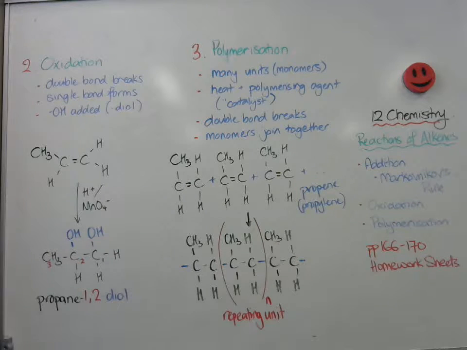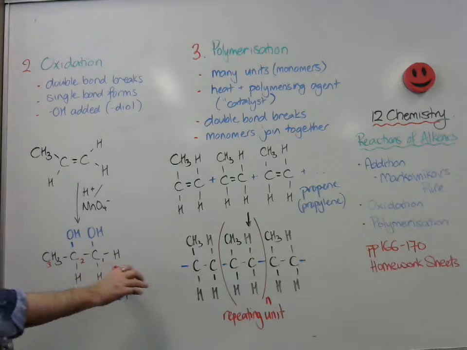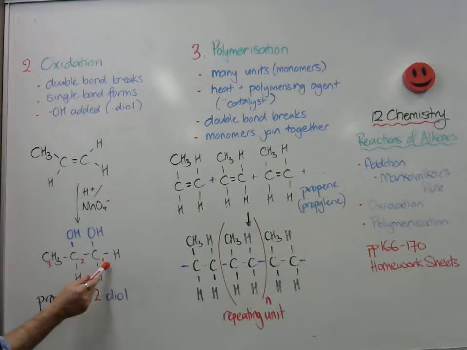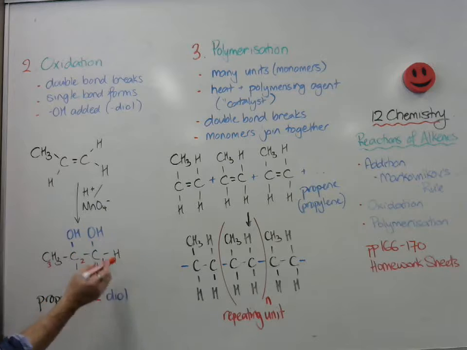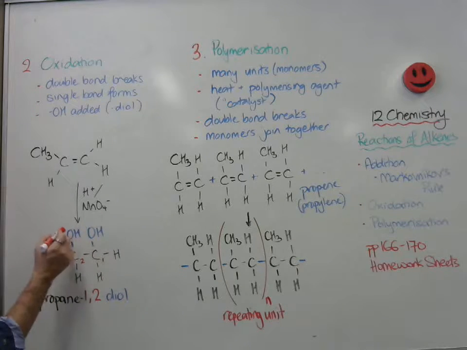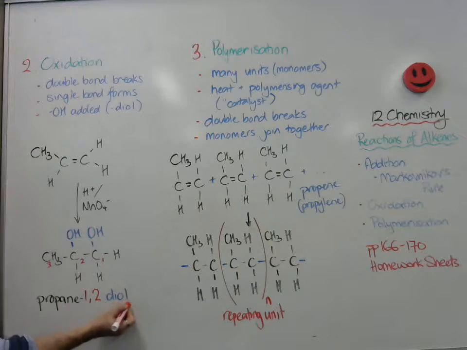All right. And then we need to look at how we name it. What we're looking for is we number it 1, 2, 3, or 1, 2, 3, and see which one has the lowest combination for where those OHs are. So I've numbered it backwards, as it were, because then I've got them on number 1 and number 2. It's "ol" because it's got OH. Apart from carboxylic acids, which break this rule, anything with OH ends in "ol". Because there's two of them, it's diol.